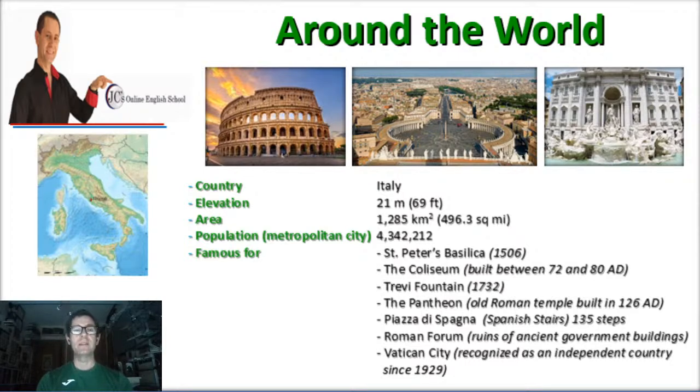The Piazza de España. In English, they call it Spanish Steps, with 135 stairs or steps. It's a beautiful place as well. I was there and I loved it. And of course, the Roman Forum, very close to the Colosseum. These were ruins of ancient government buildings. There are quite a few. And last but not least, of course, Vatican City, recognized as an independent country since the year 1929. So yeah, it's a beautiful city. I know, Jose Maria, you've been there twice.